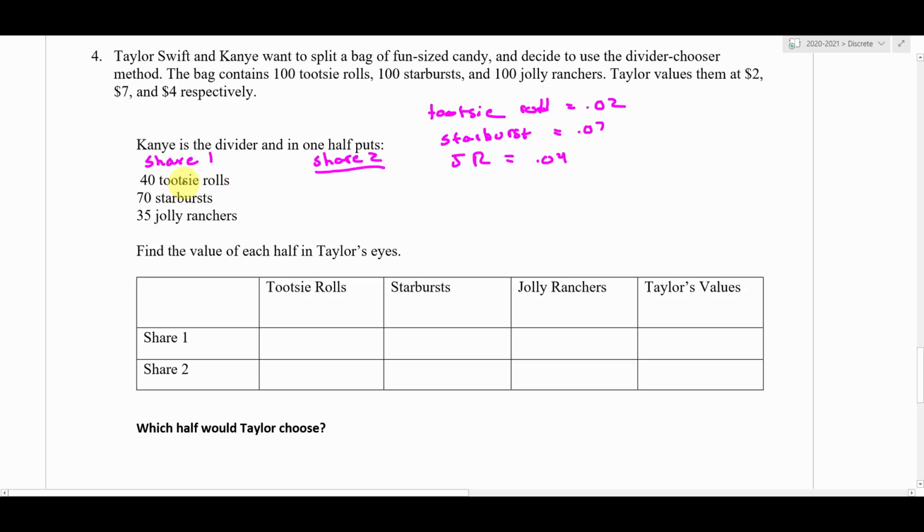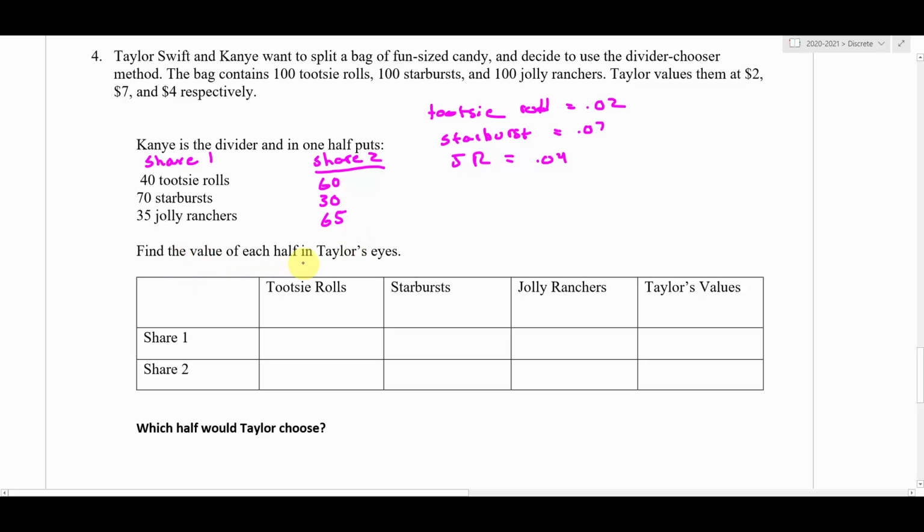So since there was a 100 total Tootsie Rolls and there's 40 of them in share 1, that means there has to be 60 Tootsie Rolls in share 2. If there are 70 Starbursts in share 1, that leaves 30 for share 2. And if there are 35 Jolly Ranchers in share 1, that leaves 65 for share 2.